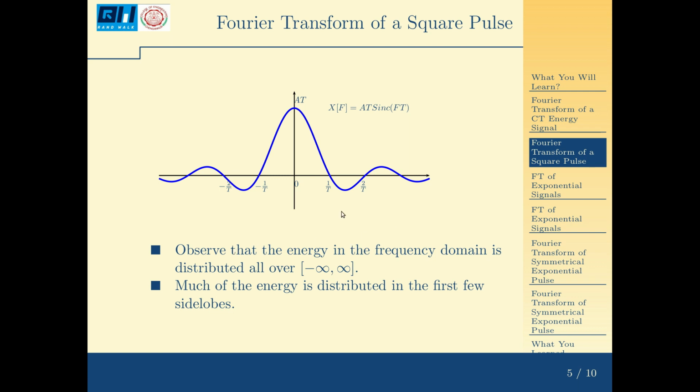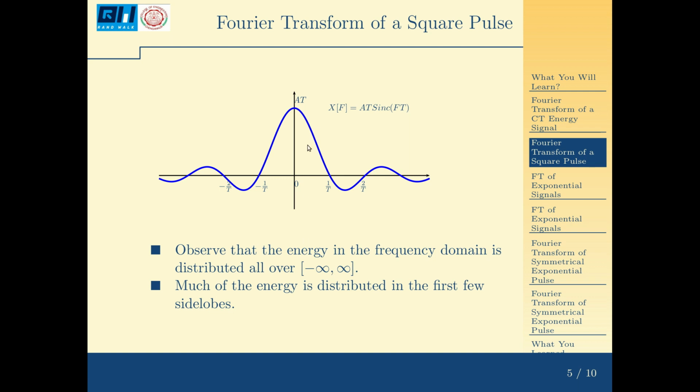Observe that the energy in the frequency domain is distributed over all frequencies from minus infinity to plus infinity. You can see that in the time domain, the signal energy was confined within the time minus T by 2 to T by 2. It was highly localized. But if you look in the frequency domain, the energy is completely distributed over all frequencies from minus infinity to plus infinity. The spectrum is available for every f.